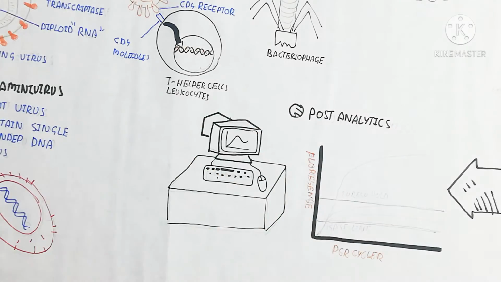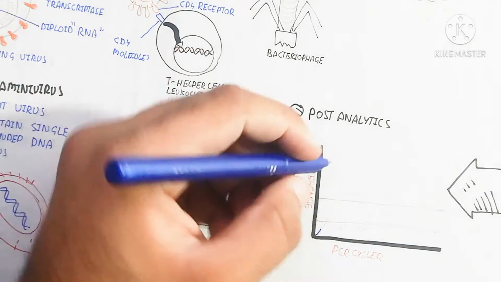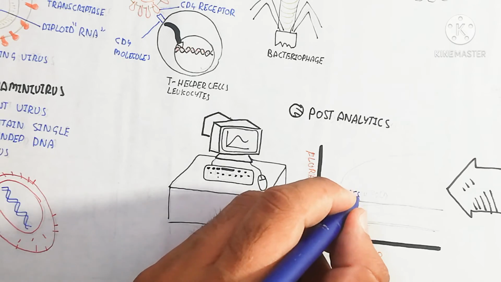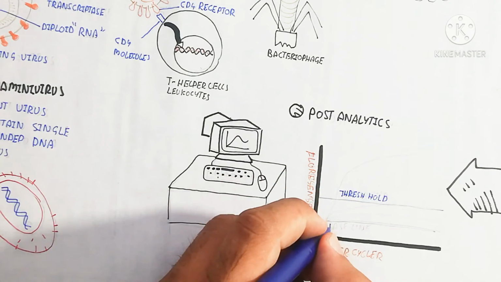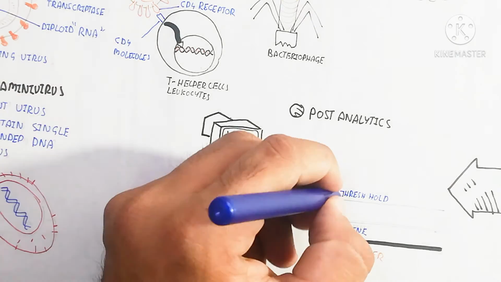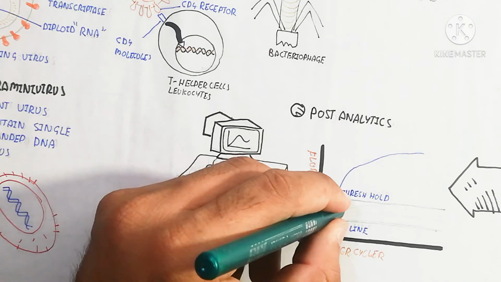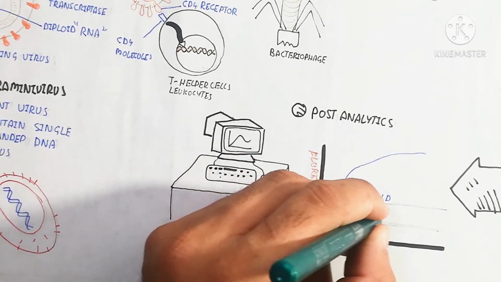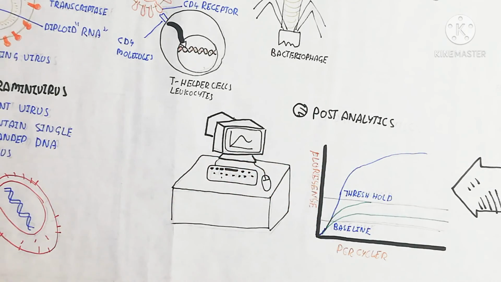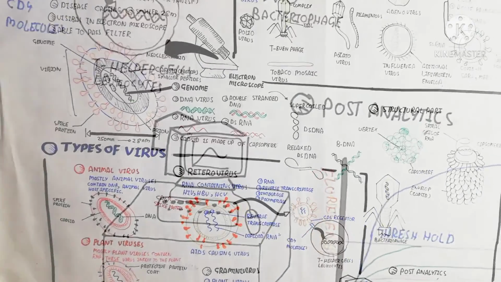This is the post-analytical process, in which we check the fluorescence. So here is the PCR cycler, and here is the fluorescence. Here is the baseline, and here is the threshold. When the fluorescence passes the threshold and rises with more cycles, it means more DNA is being produced. If the fluorescence is high, it means positive, while otherwise negative.